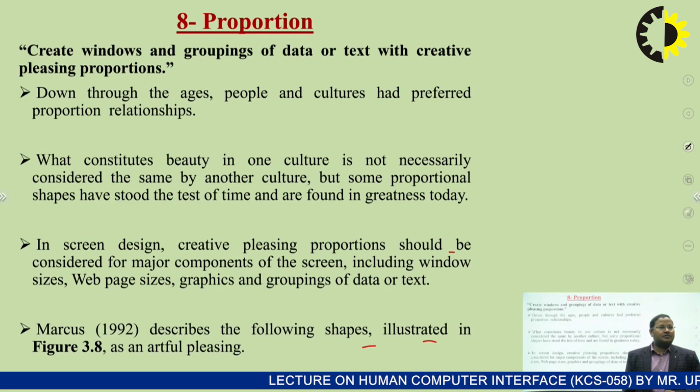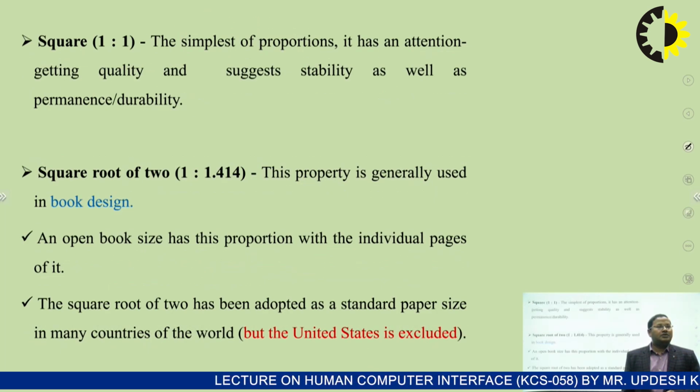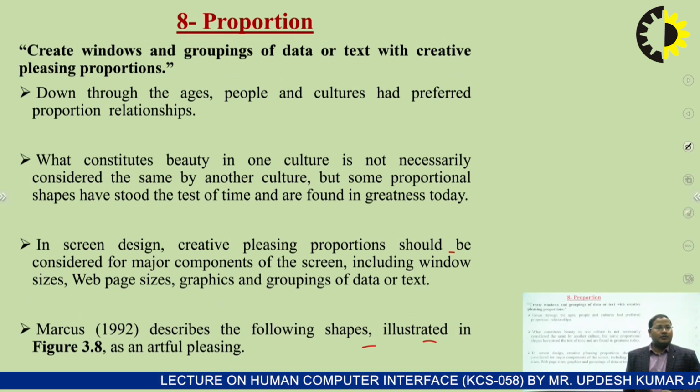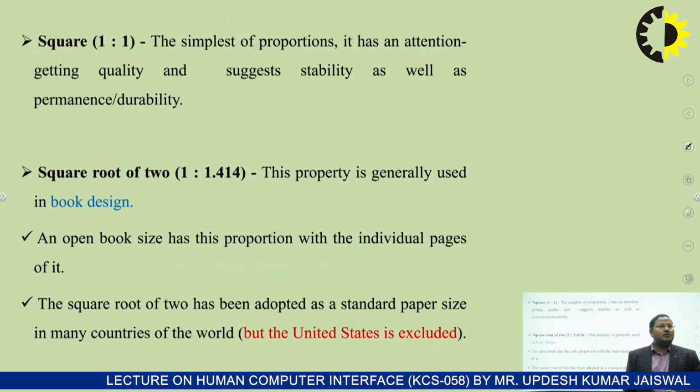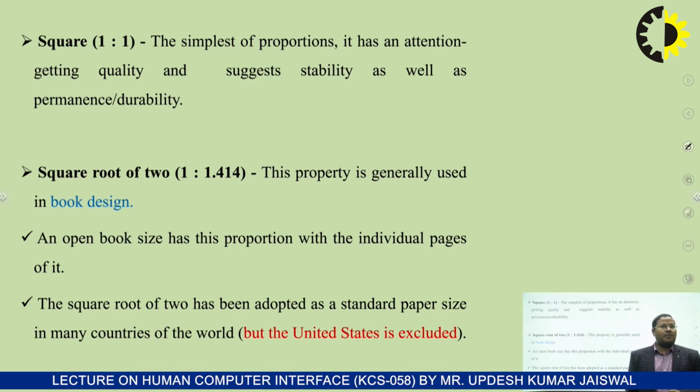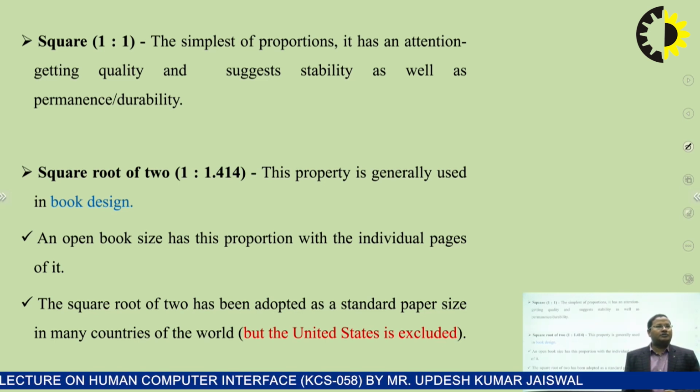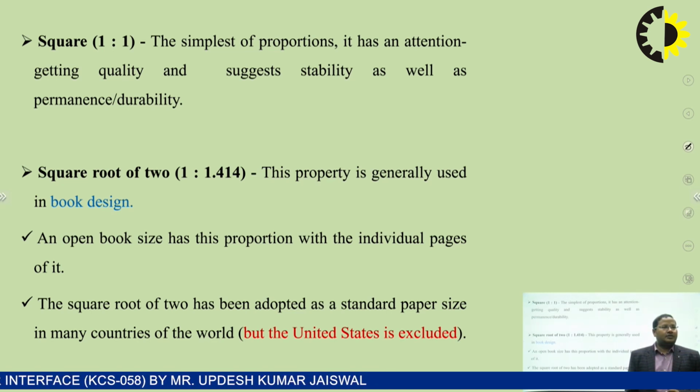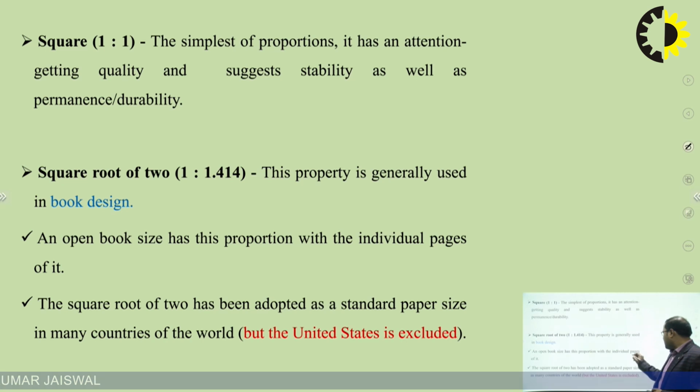So according to Marcus, these are the different proportions. The first and popular proportion is the square, 1:1, the simplest of proportions. It has an attention getting quality and suggests stability as well as durability. Square root of 2, 1:1.414. This proportion is generally used in book design. An open book size has this proportion with the individual pages of it.